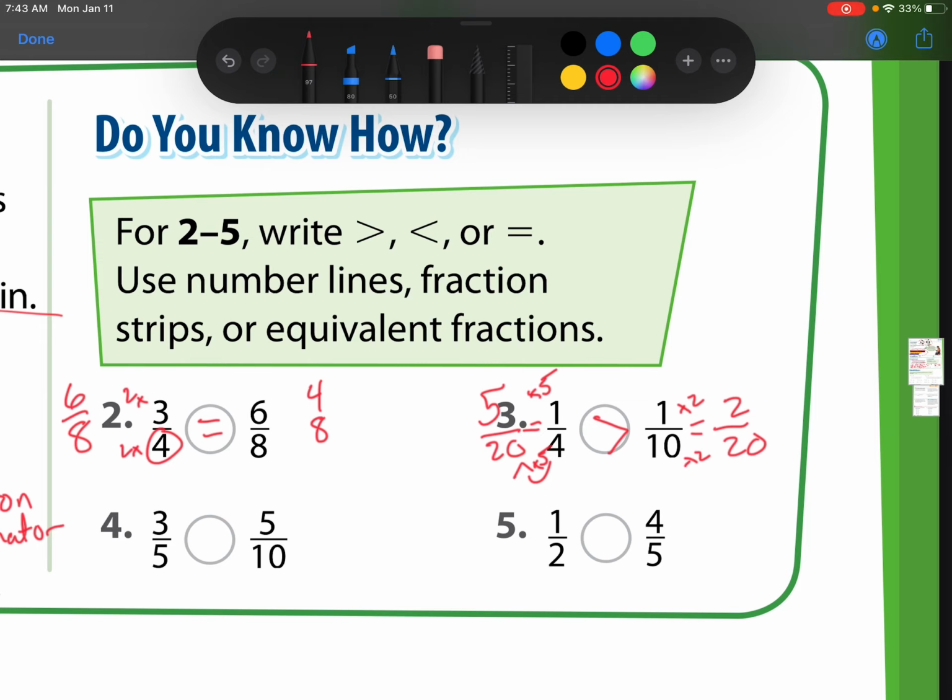Our next one, I make my list of multiples. So we have 5, 10, and then 10 for the 10s. And look, this is going to be equivalent to 10. So this was times 2, times 2. And this one stays the same since it already has 10. So 6 is bigger than 5, so 6/10 is bigger than 5/10.